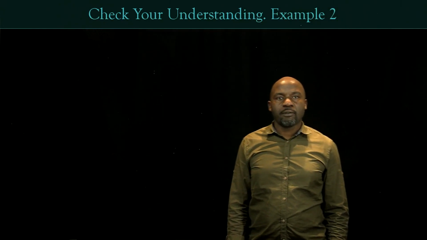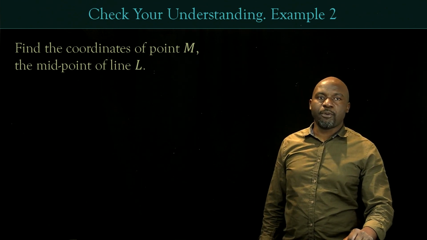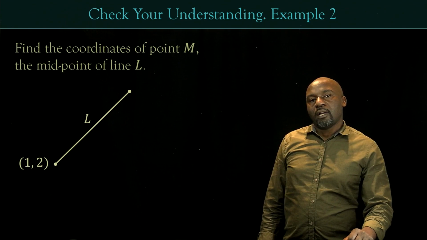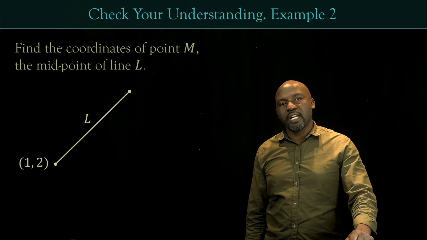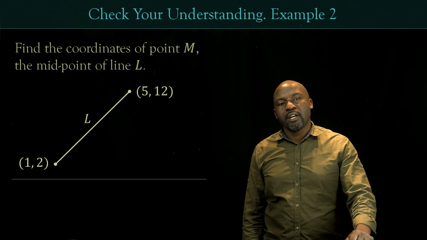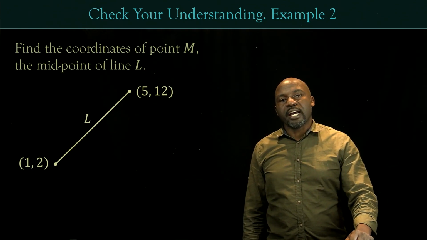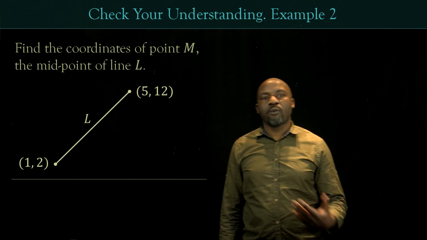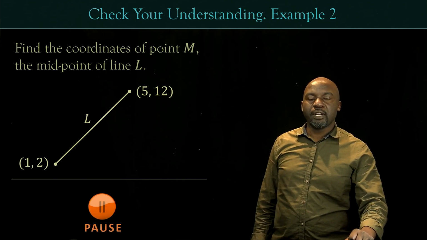Okay, here's another one, example 2. Find the coordinates of the midpoint of line L. So here is a line L. The starting point, call that A if you like, has coordinates (1, 2). Point B has coordinates (5, 12). Find the coordinates of the midpoint of line L. Now it's not horizontal and it's not vertical, so we must find both the x and the y coordinate of the midpoint. To do so, please pause the video and try it yourself.